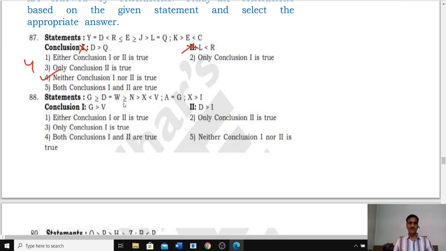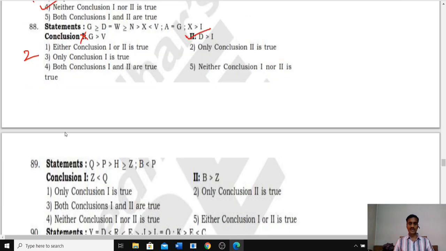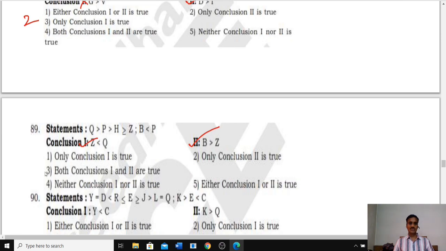Then 88. The relation between G and V. From G to V, greater than, lesser than, two opposite symbols, no relation. D and I. D greater than X, X greater than I, so D greater than I, definitely true. Only 2 is true, that is choice 2, 88. 89, Z and Q. Q greater than Z, Z lesser than Q, definitely true. B and Z. B greater than P, P greater than Z, so B greater than Z, definitely true. Hence, both the conclusions are true, both 1 and 2, that is choice 3, 89.